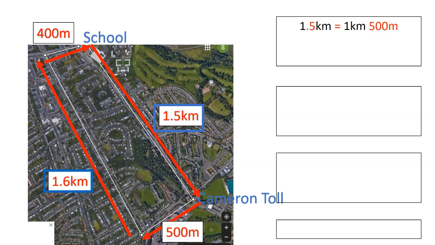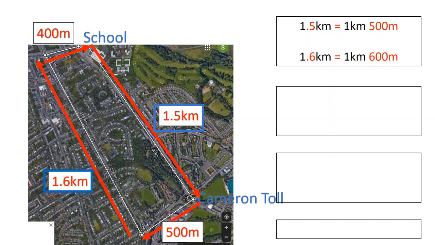So I know that 1.5 kilometres is 1 kilometre 500 metres. I also know that 1.6 kilometres is the same as 1 kilometre and 600 metres. Now if you don't understand that part yet, that's okay, that's because you haven't done enough with decimals to understand that.